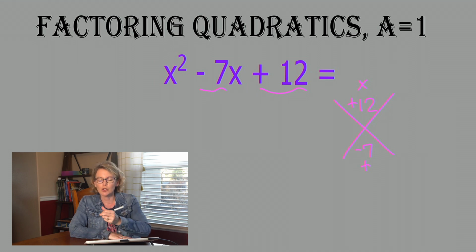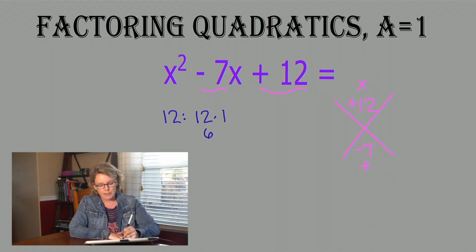So now we have to do our puzzle work. The easiest thing to do is to start with the 12. I'm going to start with that 12 and think of factors that multiply to equal 12. We know that we have 12 times 1. Let's see, 6 times 2. And also, you know it, 3 times 4.